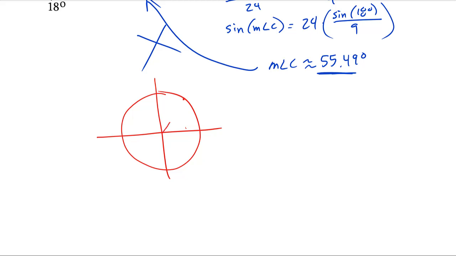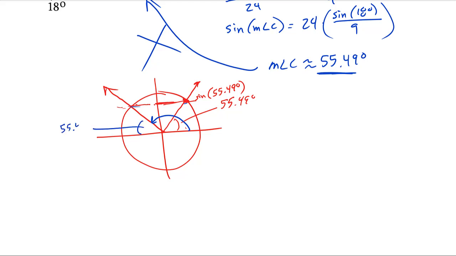So if we draw a 55.49 degree angle on the unit circle, whatever its y value is here, this is the value of the sine of that angle measure. But any angle measure that produces the same y value is also going to have the same sine value. So in other words, we're also going to get this angle measure here that's going to produce the same sine value. So we use symmetry. So this angle here is also going to be 55.49 degrees. So what we need is an angle measure that is 55.49 degrees short of 180 degrees.